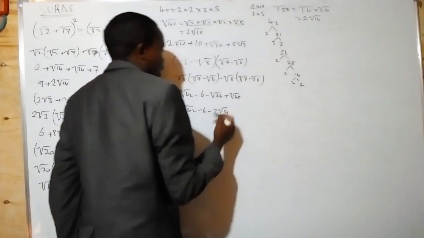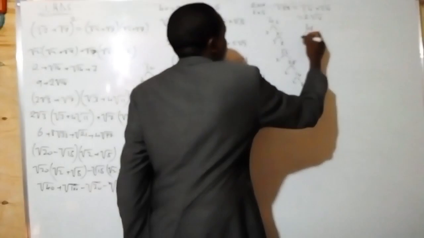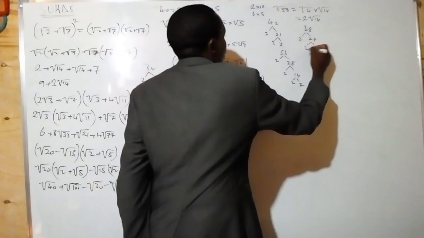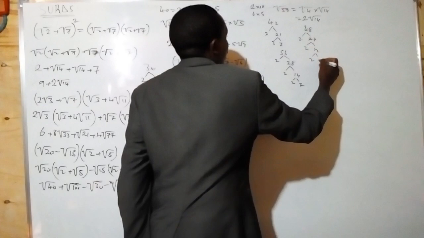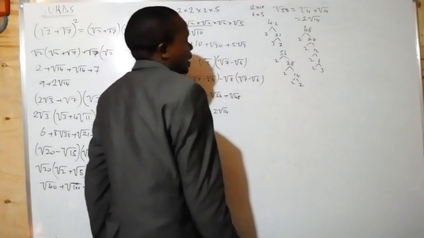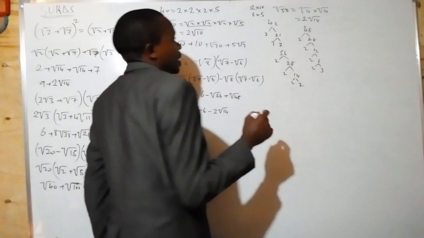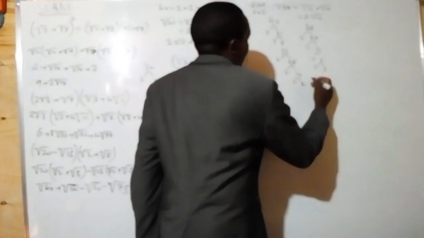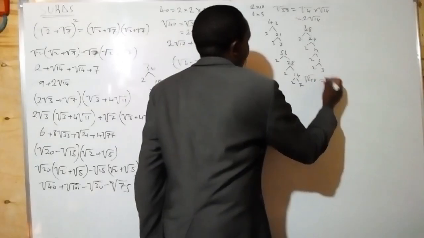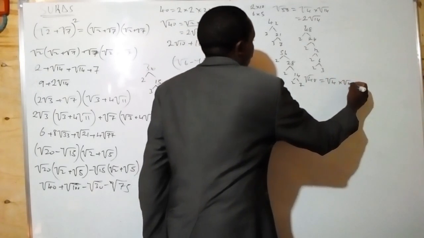What of 48? 2 because of 24, 2 because of 12, 2 because of 6, 2 because of 3. This is 4 times 4, 16, 16 times 3, yeah, it's 48. For root 48, we can say we have root 4 times root 4 times root 3.